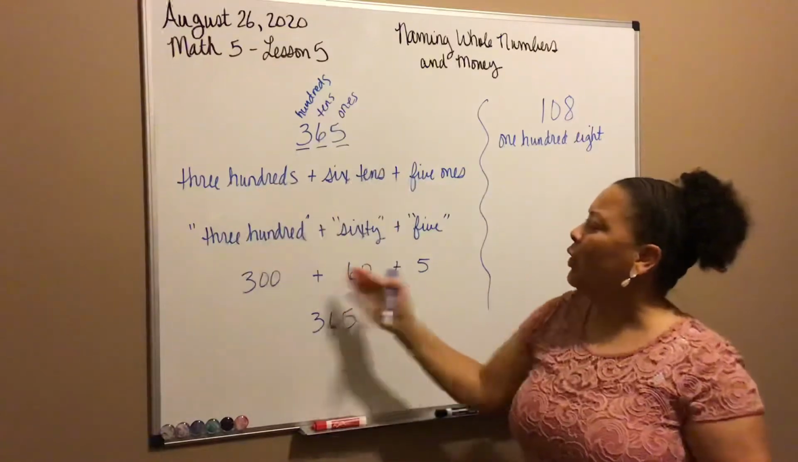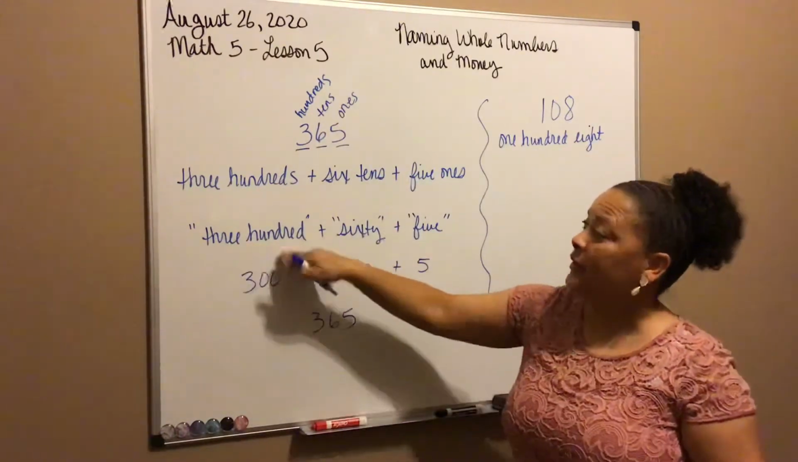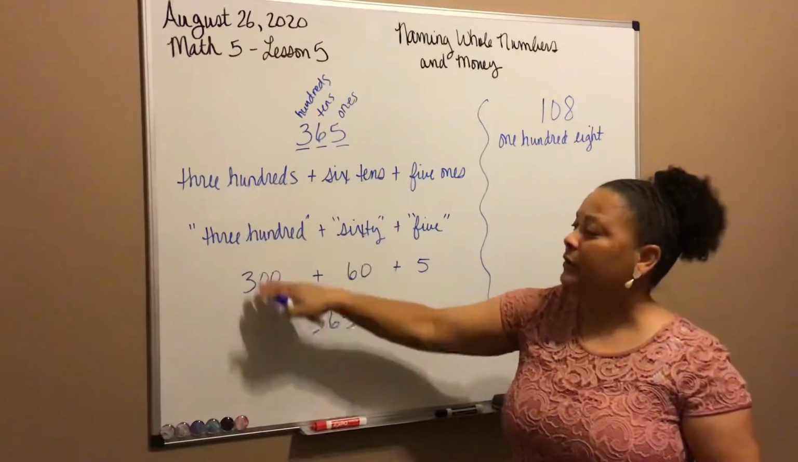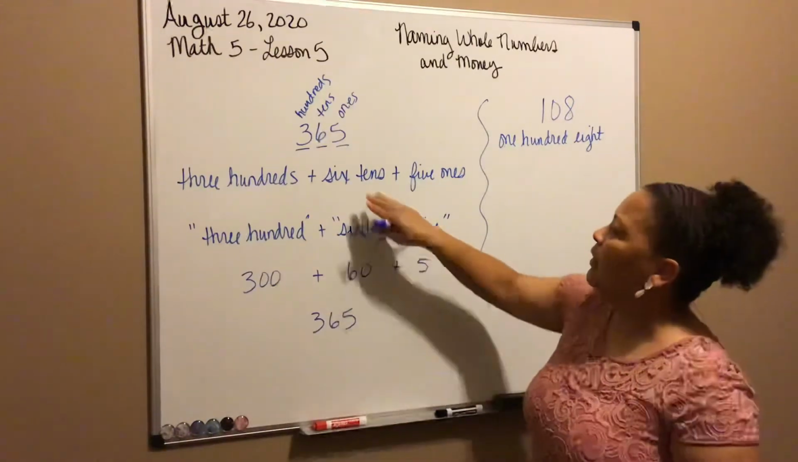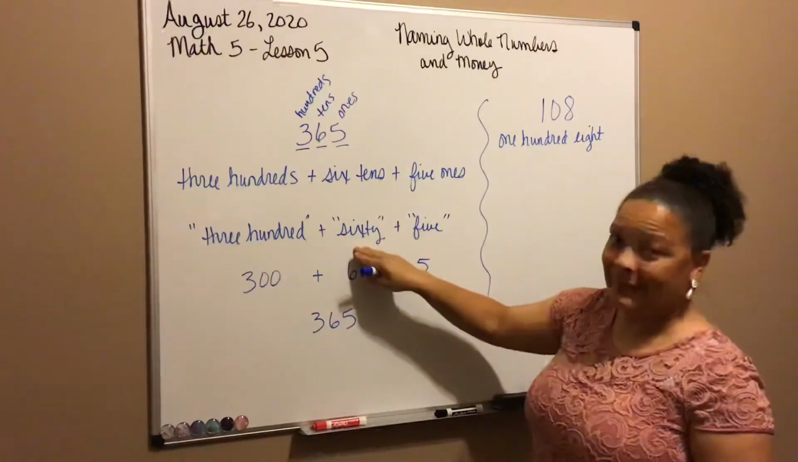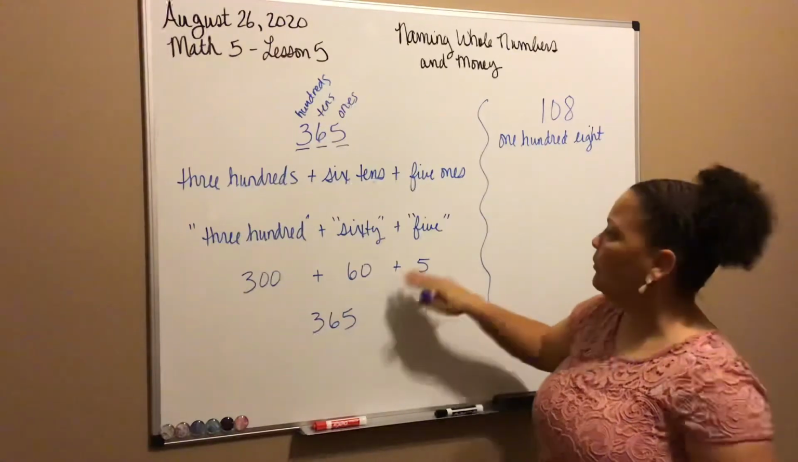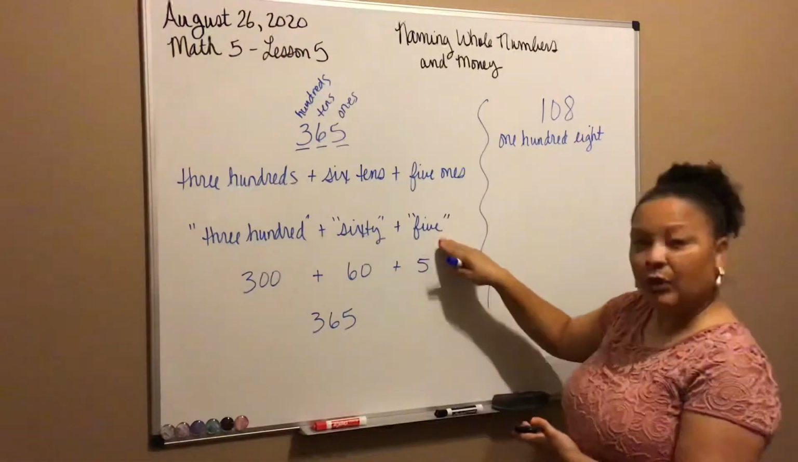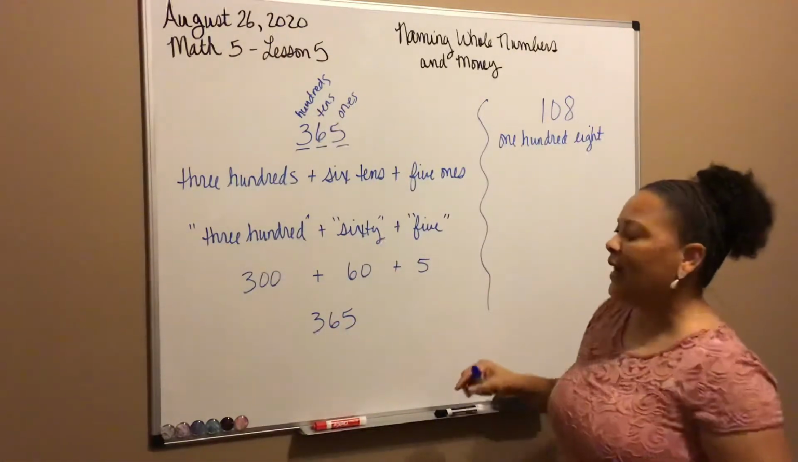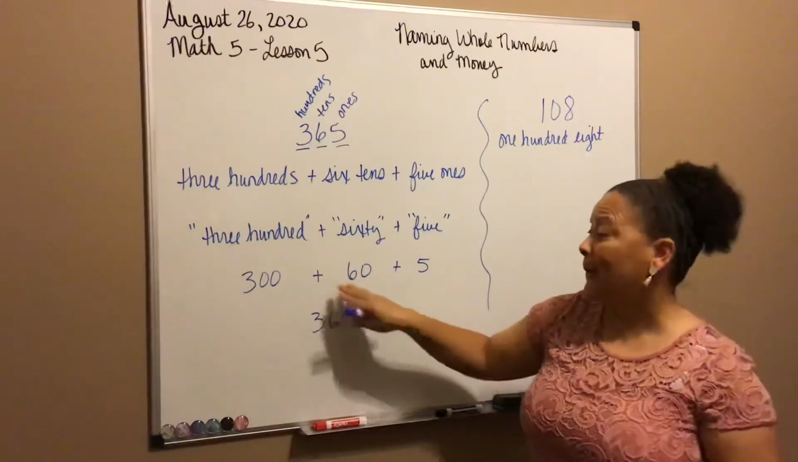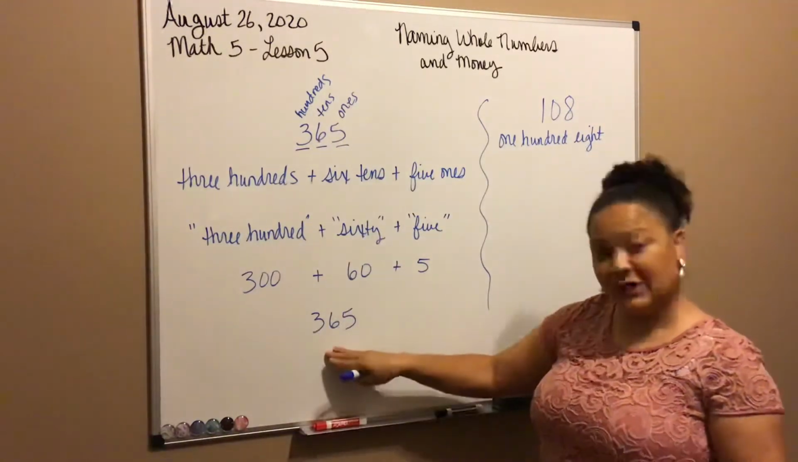So if we write it out a little bit more, we have 300 plus 3 hundreds is equal to 300. 6 tens is equal to 60, and we write that in numbers as 60. And 5 ones is just equal to 5, right? If we write that in number, it's 5. So 300 plus 60 plus 5 is 365.